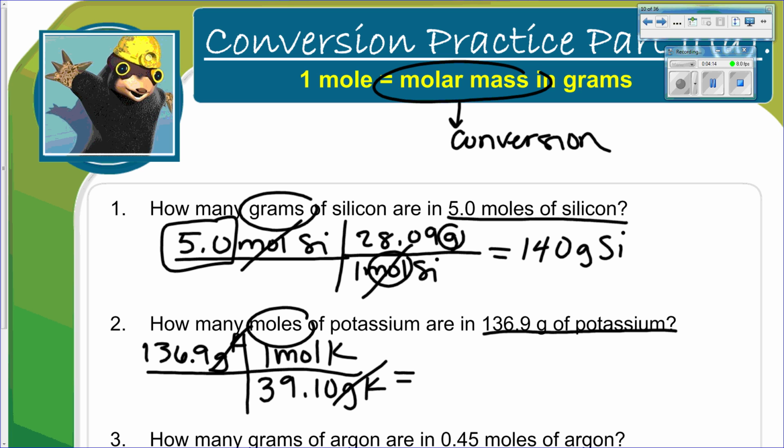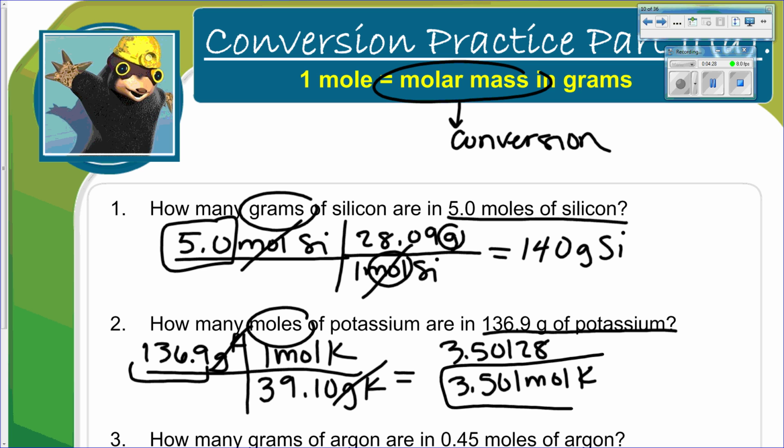So do your math, multiply across and divide, and remember you have to take it to 4 significant figures. So originally you get 3.50128, and you're going to round that to 3.501 moles of potassium. And I should have also boxed my answer up here as well. And there we go. And again, you're just using that conversion factor.